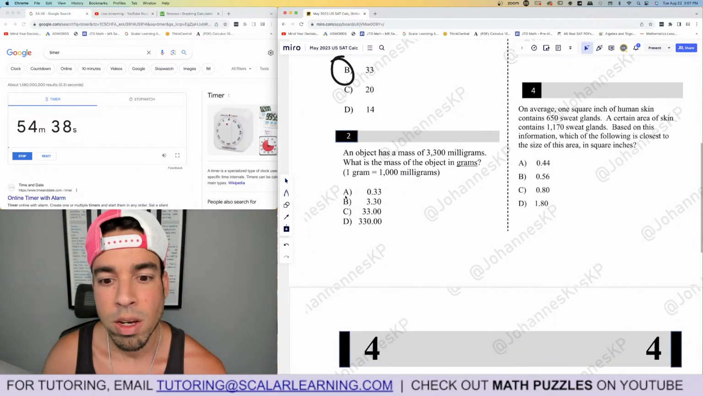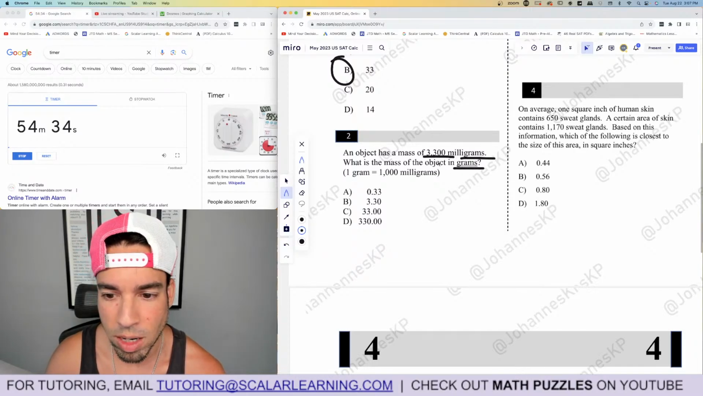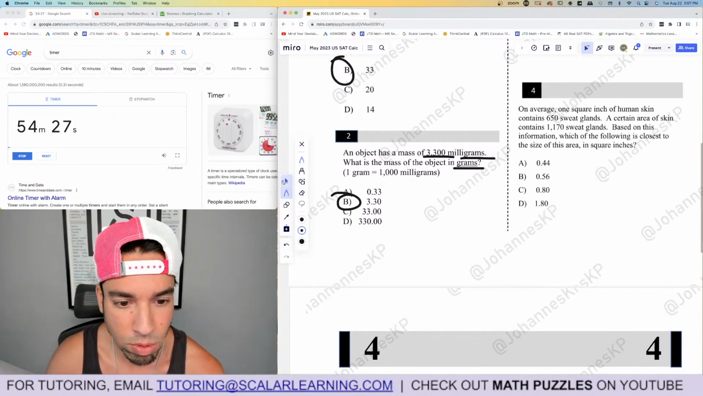Boom, done. Number 2, an object has a mass of 3,300 milligrams. What is the mass in grams? Well, they give us a conversion. 1,000 milligrams is 1 gram. So 3,000 would be 3 grams. Hence, this would be 3.3. That's how you do it.